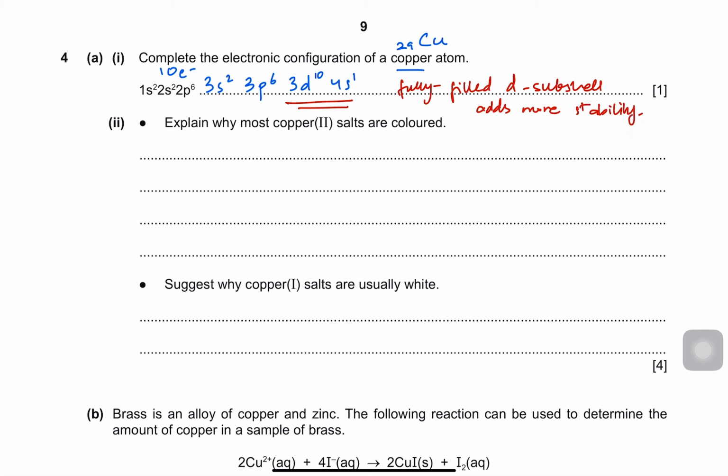Explain why copper 2 salts are colored. So we know the whole idea of d orbitals splitting into two levels, and if you remember, three of them got separated from the other two, like eg and t2g.